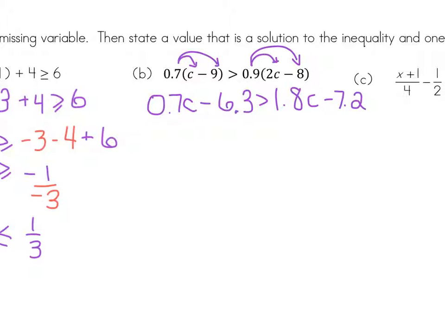I also would like to use a sorting method here. You do not have to, but let's do this in the video together, just so we get a little bit of practice with this newer strategy. So the 7/10 C has a variable, that stays. Now the negative 6 3/10 does not, so that goes to the other side and becomes positive. The same thing happens with my 1 8/10 C. It's positive on the right side, so it moves to the left side and becomes negative. And my negative 7 2/10 stays the same.